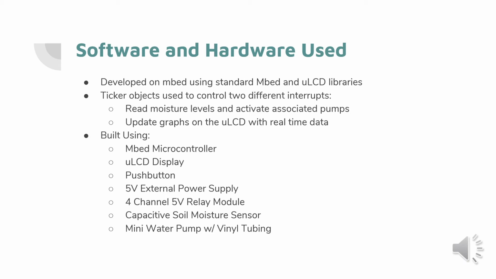We built this using the mbed microcontroller, the ULCD display, a push button to toggle between the different three charts on the ULCD display, a 5-volt external power supply, a 4-channel 5-volt relay module to control the 4 different pumps, capacitive soil moisture sensors to sense the current level of moisture in each plant, and a mini water pump with vinyl tubing for actually controlling the water going into those plants.